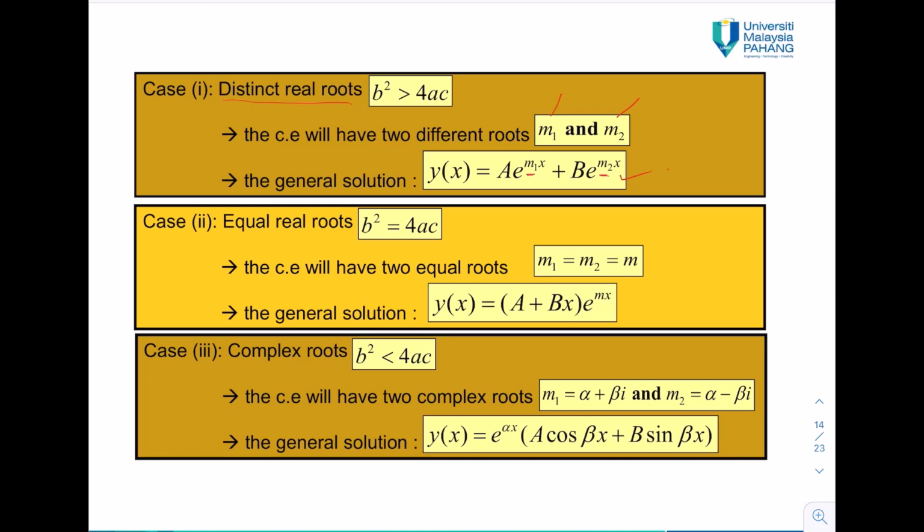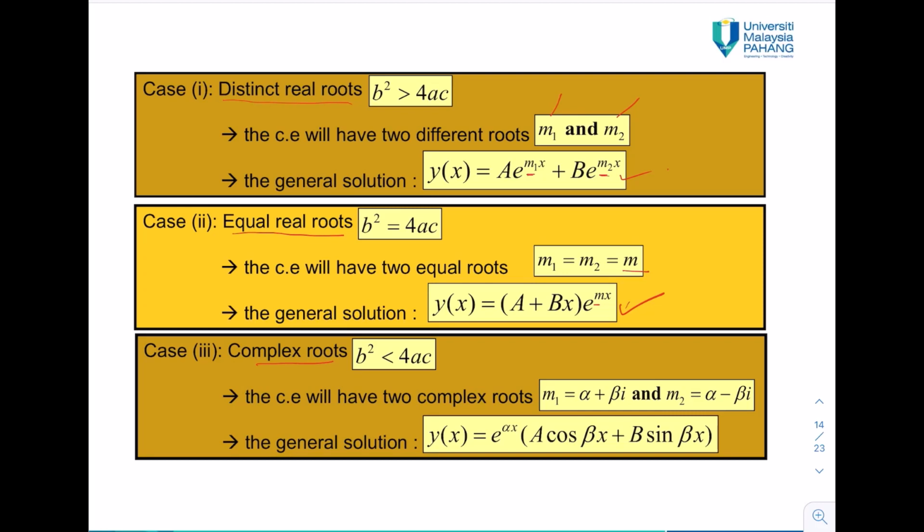For the second case, if we have equal real roots, which is b squared equals 4ac, we just have one single root, which is m1 equals m2. We call it m. So the general solution will be y of x equals a plus bx in brackets times e to the mx. We just have one single root over here. Done. Now the last case will be complex roots, which is b squared less than 4ac.